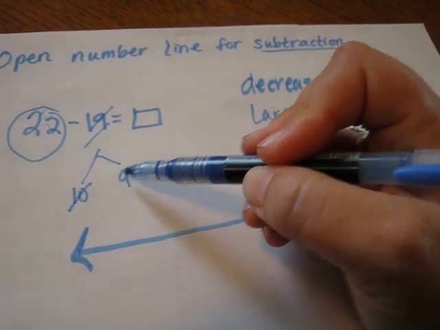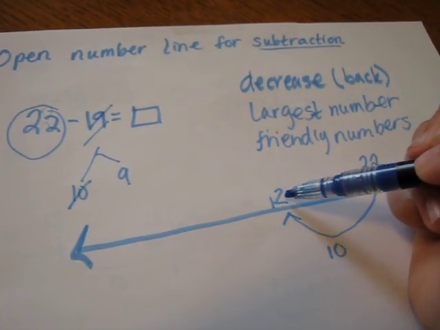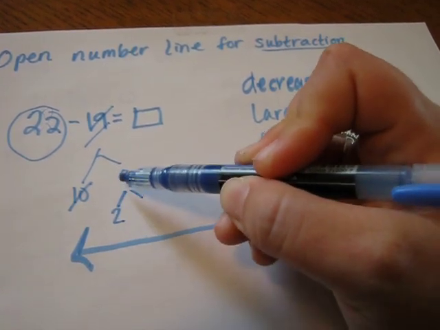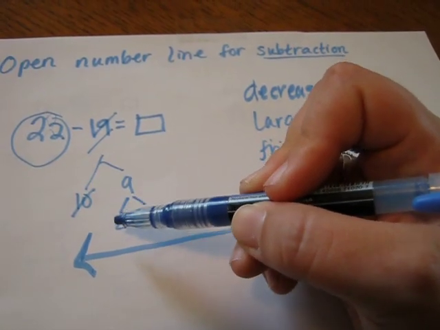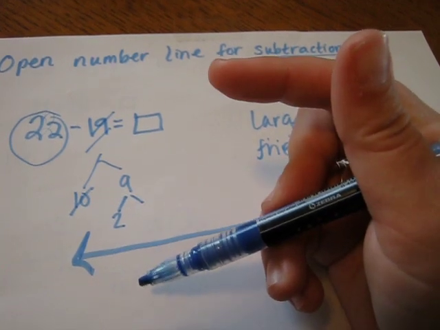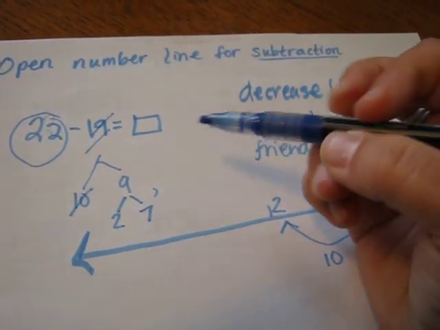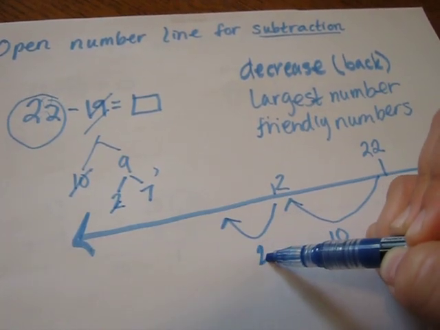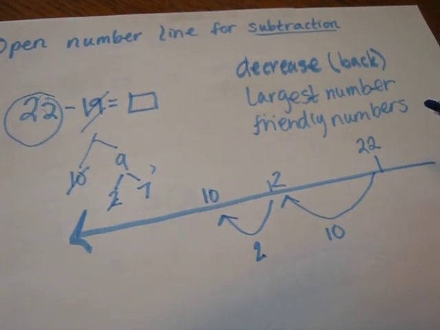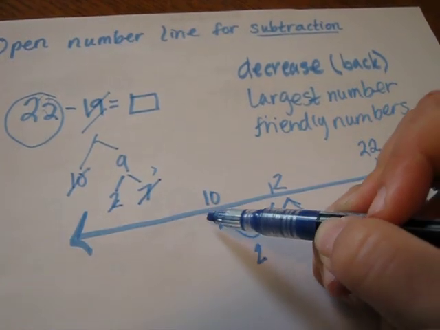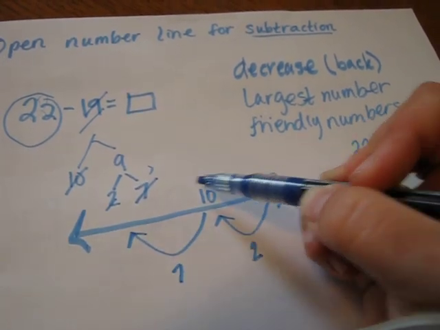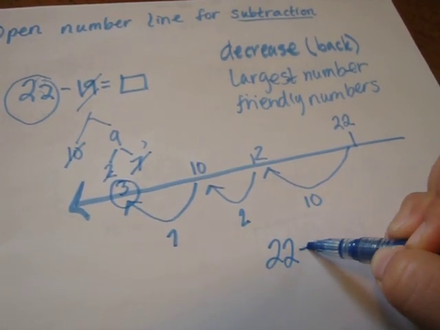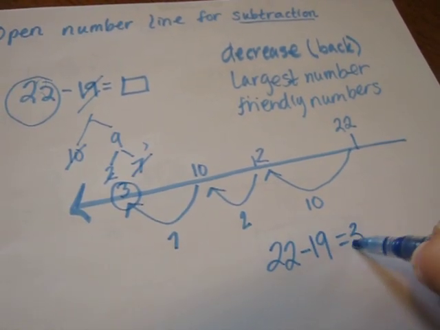I know a 12 is a 1 and a 2, so why don't I make the 9 into 2 and whatever is left? 9 take away 2, 9, 8, 7. So I'm going to go ahead and backwards jump by 2, get rid of that 2. That puts me at a nice friendly 10. And then I have to backwards jump by 7, and I will land at 3. So that gives me the difference, 22 minus 19 is 3.